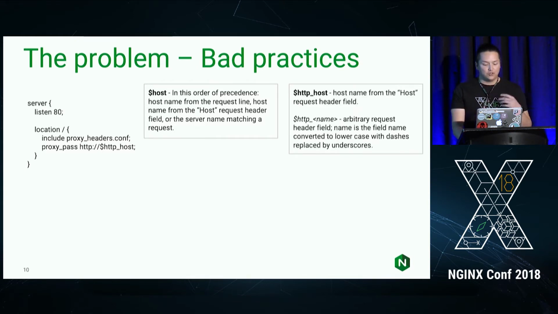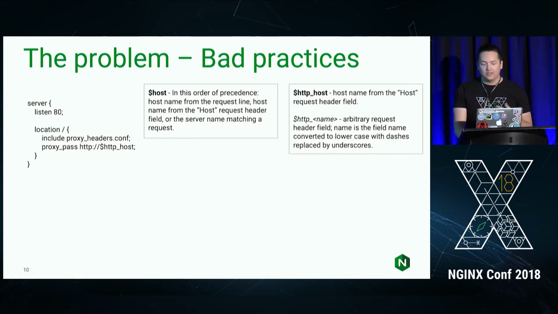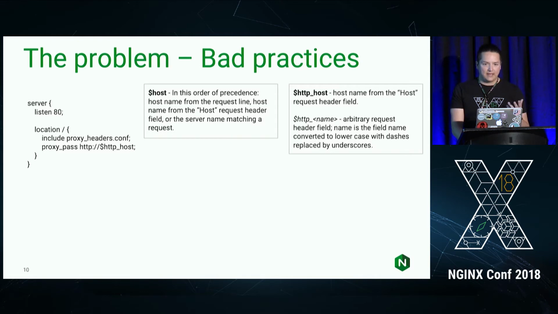$http_host is just the host header from the HTTP headers. And actually, you can access any header in your request at runtime with NGINX configs using $http_name, where name is your header name converted to all lowercase, replacing dashes with underbars. So if we wanted to access X-Request-ID from previously, we could do $http_x_request_id, and that would give us that header value.